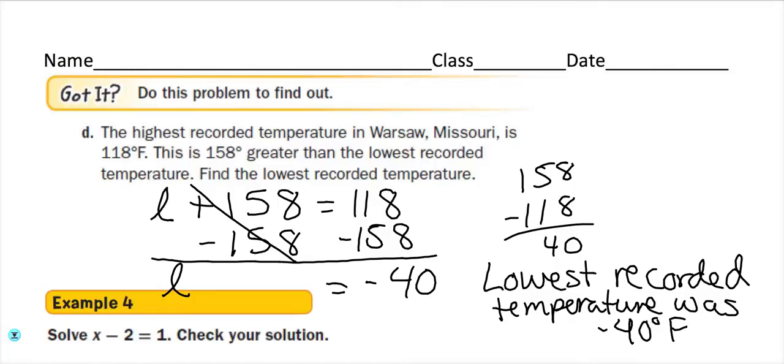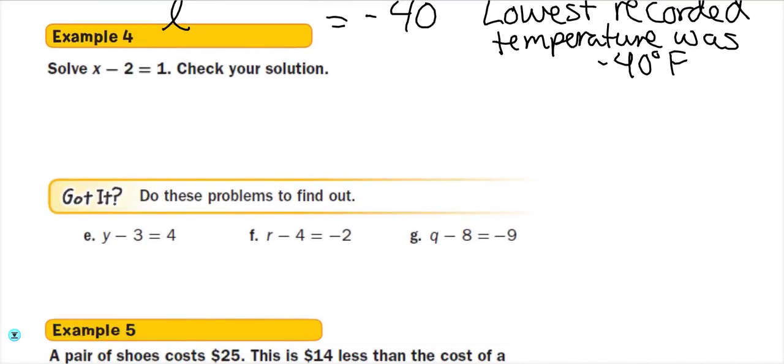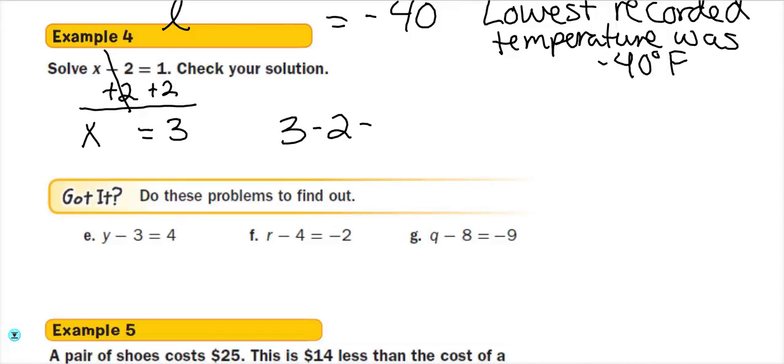Okay, let's try example 4. Okay, so now we're going to switch gears and we're going to solve subtraction problems. So now instead of subtracting 2, we need to do the opposite of it, which is going to be to add 2. So we're going to add 2 on both sides. Okay, that's going to give us x, and then these have canceled out. And I have equals, 1 plus 2 is 3. Okay, check the solution. Is 3 minus 2 1? Yes, it is.